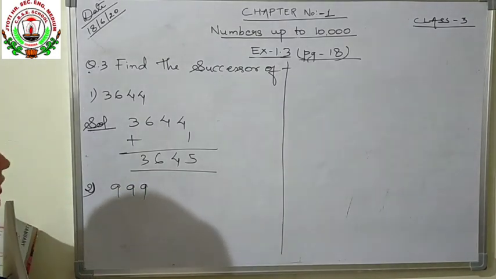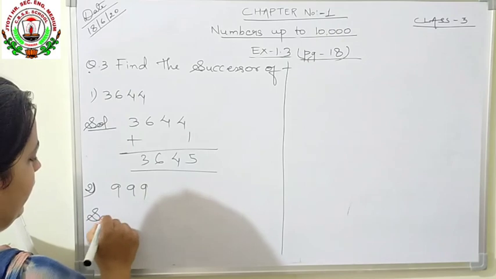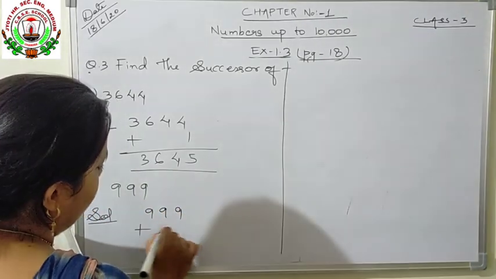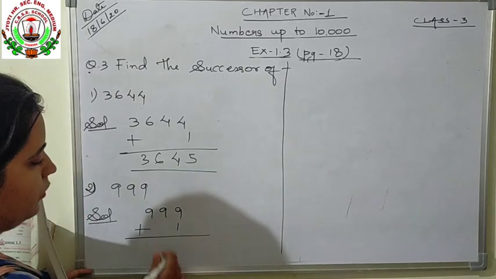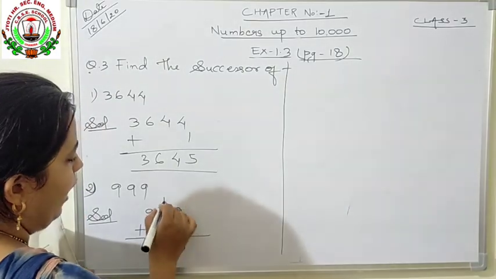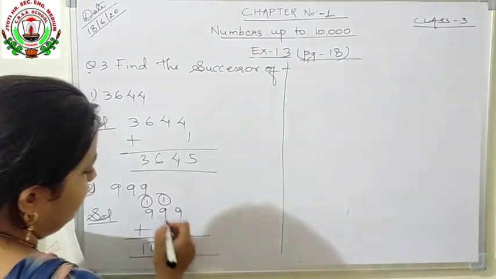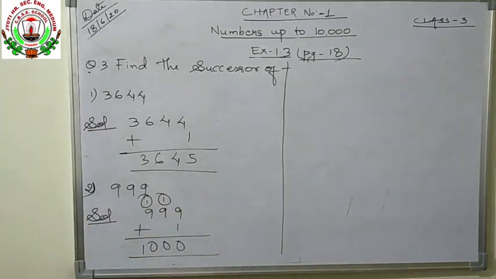999. What is the successor of this number? In successor, for all the questions you will add plus 1. So add one to the given number. 9 plus 1 is 10, 0, carry 1; 10, 0, carry 1; 10. What is the successor? The successor is 1000. Like this you will solve all the questions.